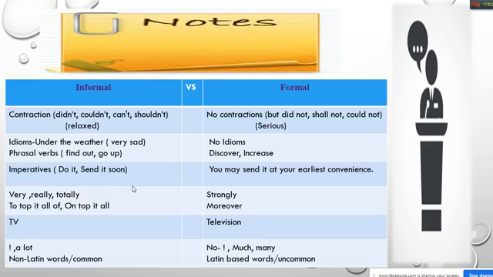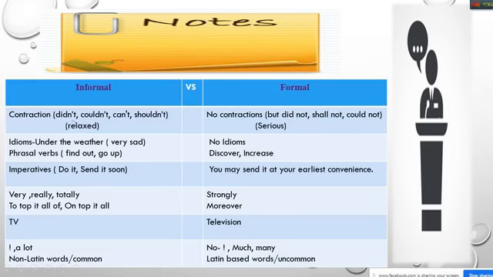Let's see what happens now. This is very, very important: what you can do when you write an informal letter, and what you cannot do when you write a formal letter, especially for formal letter. All right, contraction. In an informal letter, you can write contractions, meaning didn't, couldn't, can't, shouldn't, in a relaxed mode. But in a formal letter you are not allowed to write any contraction. Of course, you have to write the full form of the words.